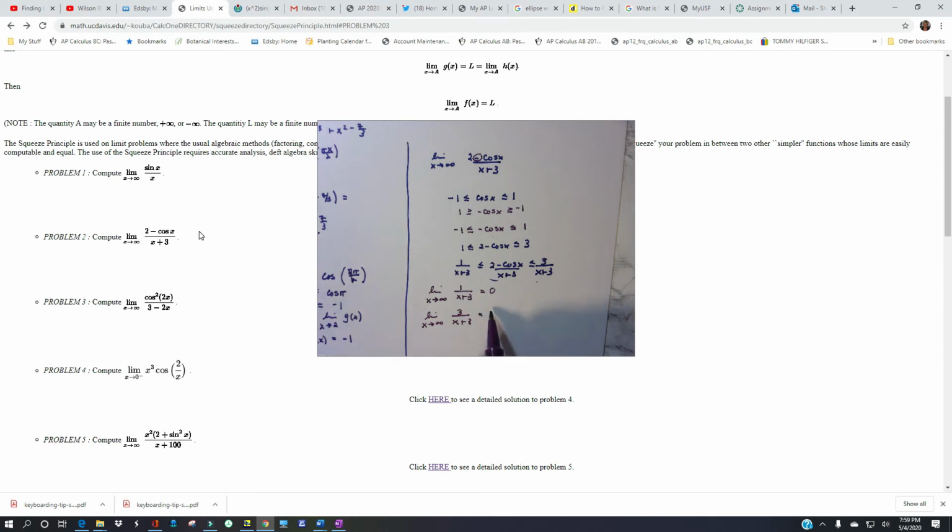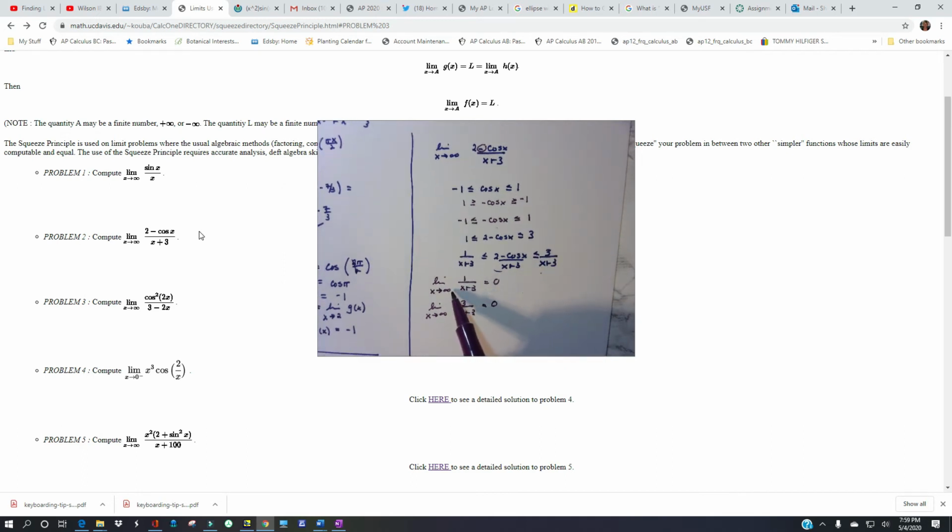And that's also 0. So since the limit of the function on the left is equal to the limit of the function on the right, then I can say, therefore, the limit as x approaches infinity of (2 minus cos x) over (x plus 3) is equal to 0 by the squeeze theorem.